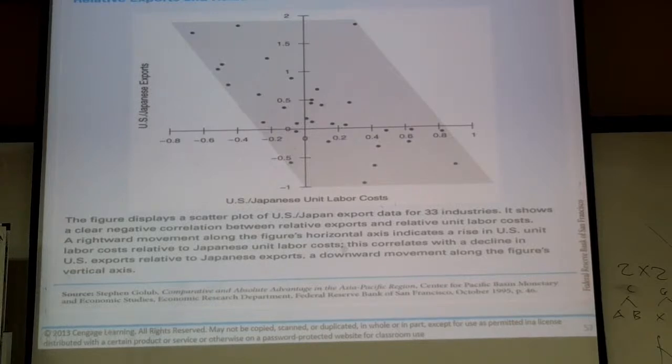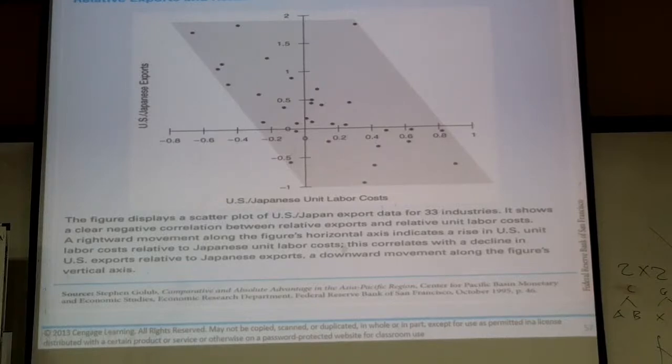The figure displays a scatter plot of United States and Japan export data for 33 industries. It shows a clear negative correlation between relative export and relative unit labor cost. A rightward movement along the figure indicates a rise in US unit labor cost relative to Japanese. This correlates with a decline in US export relative to Japanese export, a downward movement along the figure's vertical axis.